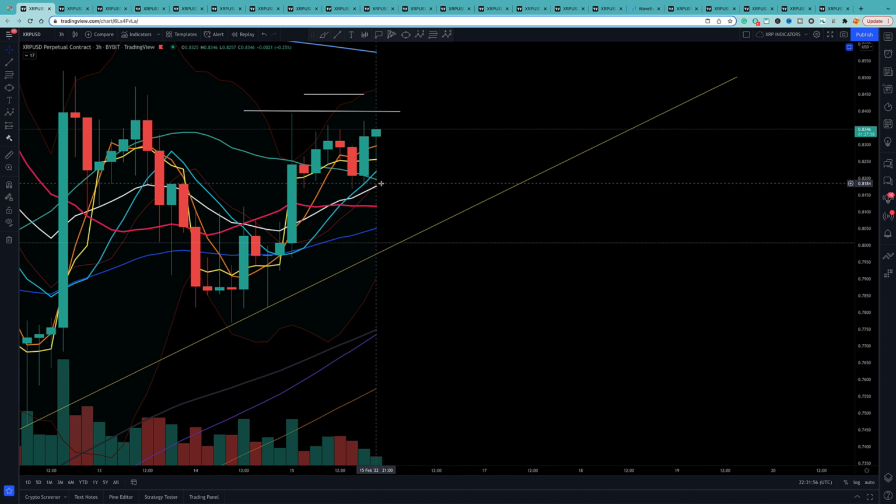Okay, there's the 3-hour, and look, see the 10. See the 10 is after breaking the 50 here. See the 50 MA and the 10 is after breaking it strongly here. So now normally this would be a pump. This would be going. And look, there's the 5 underneath it.